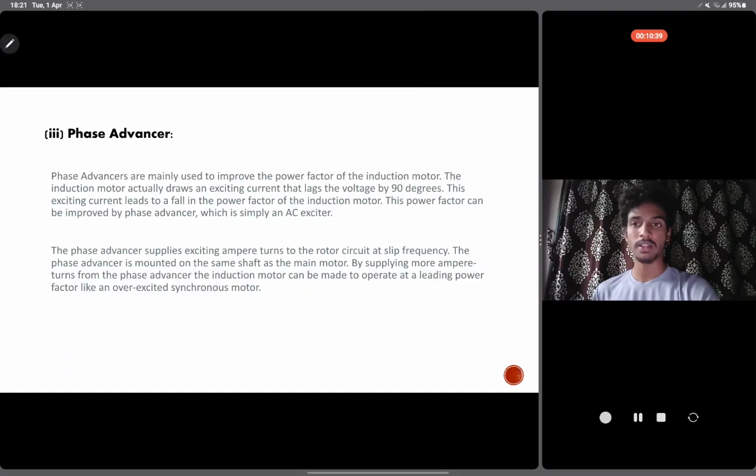It is similar to the previous one, the synchronous condenser. The phase advancer supplies exciting ampere turns to the rotor circuit at slip frequency. The phase advancer is mounted on the same shaft as the main motor. By supplying more ampere turns from the phase advancer, the induction motor can be made to operate at a leading power factor like an overexcited synchronous motor.